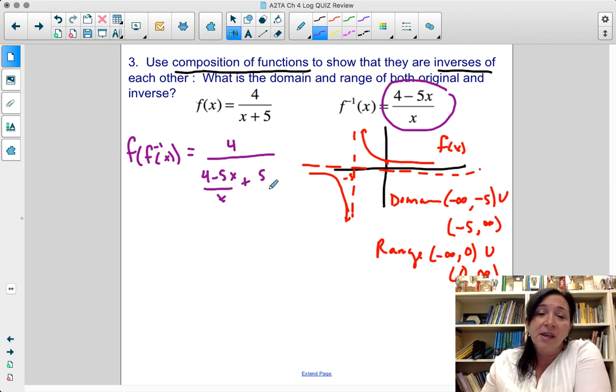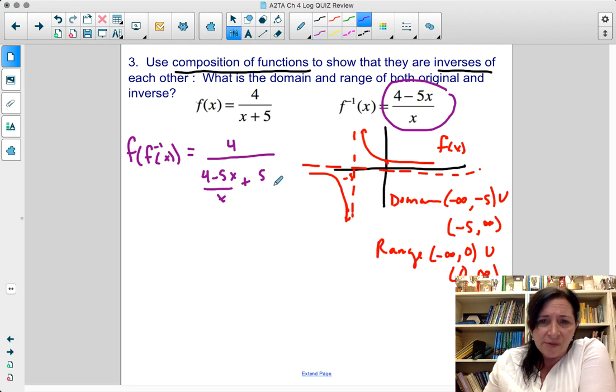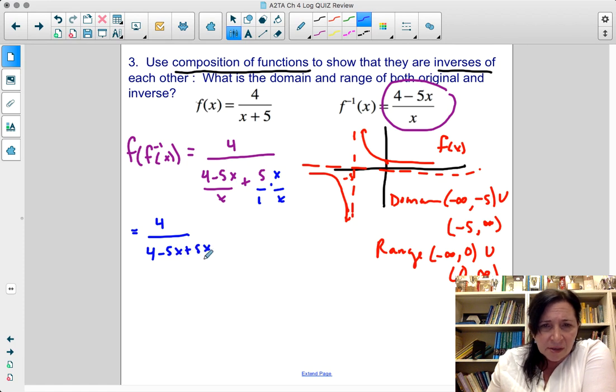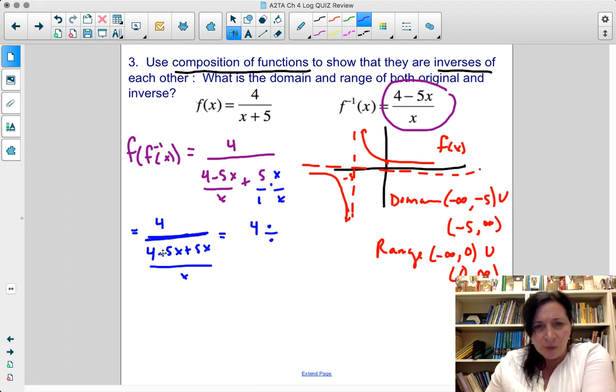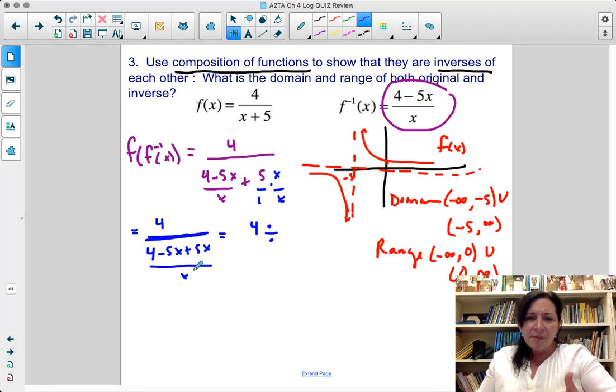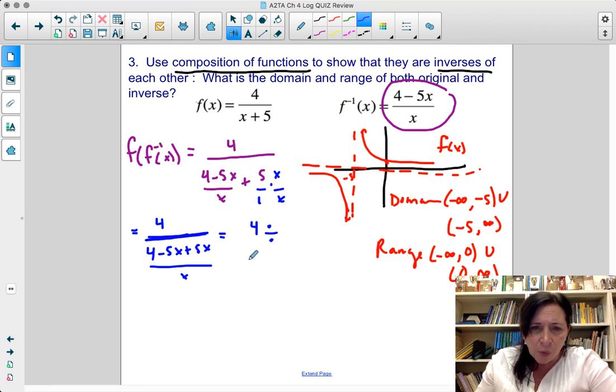Well, this one's a little bit tricky. I noticed that my denominators are not the same. So that is over 1 right now. So I'm actually going to multiply that by x over x. So what I now have is 4 over 4 minus 5x plus 5x all over x, which is then going to become 4 divided by this stuff. And remember, when you divide, you're multiplying by the reciprocal. So that's going to be 4 times x over, and then the -5 plus 5x, those cancel out, and I get 4.